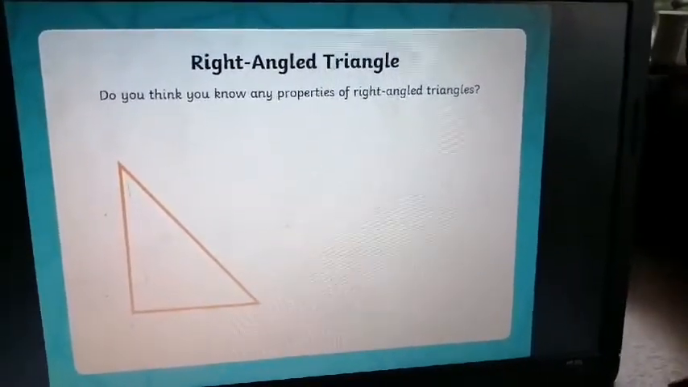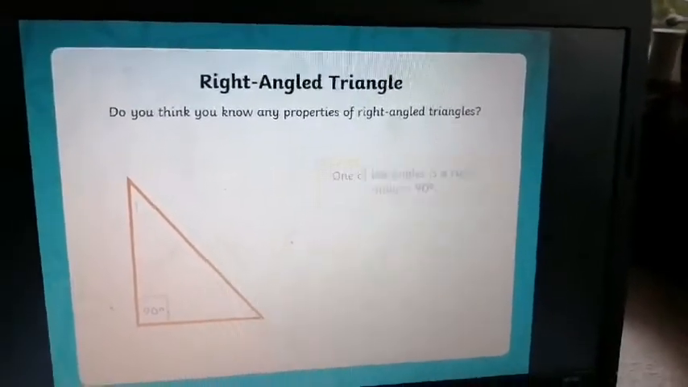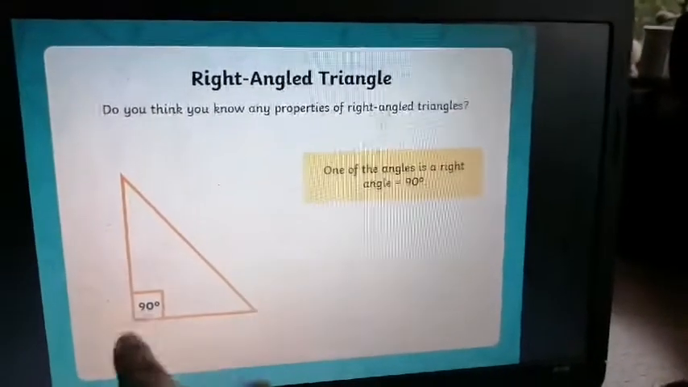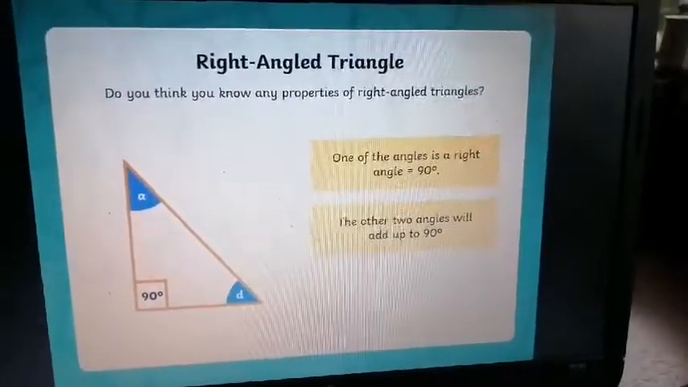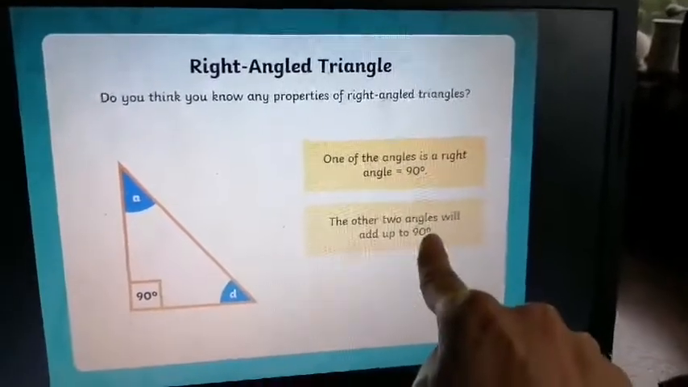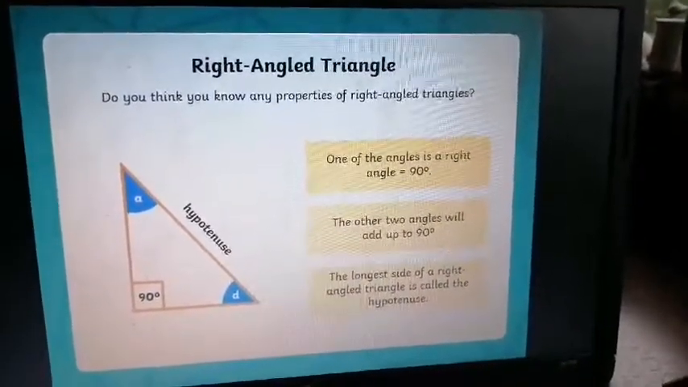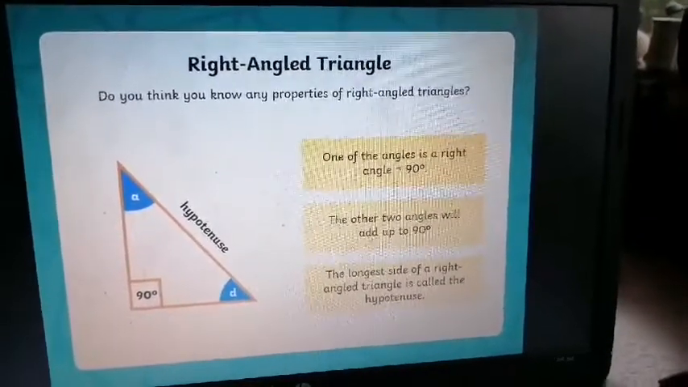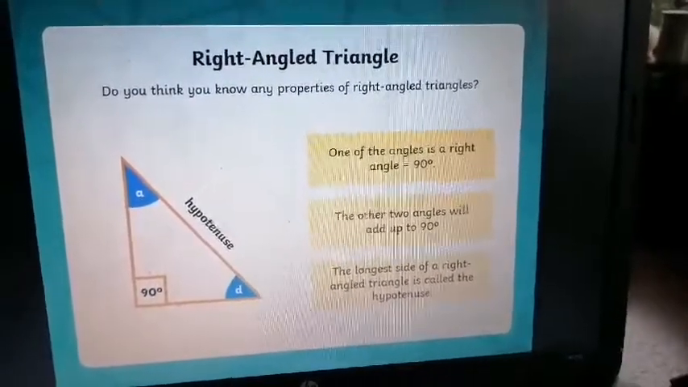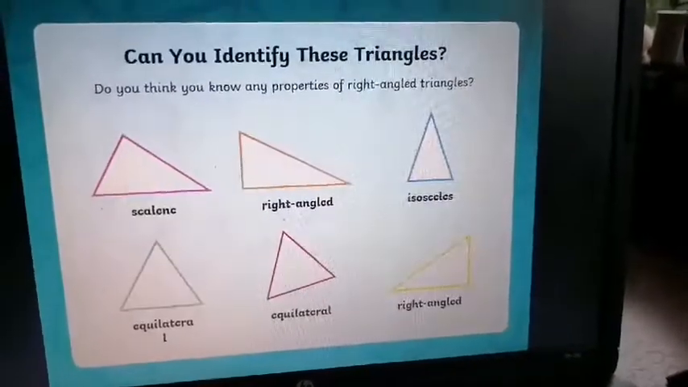And then one we've looked at before in angles, right angle triangle. So obviously we know one of the angles is a right angle, 90 degrees, and the other two angles will add up to 90 degrees because 90 add on 90 makes 180 degrees. The longest side of a right angle triangle is called the hypotenuse, and you'll learn much more about that possibly in year 6 or even in year 7 in secondary school.